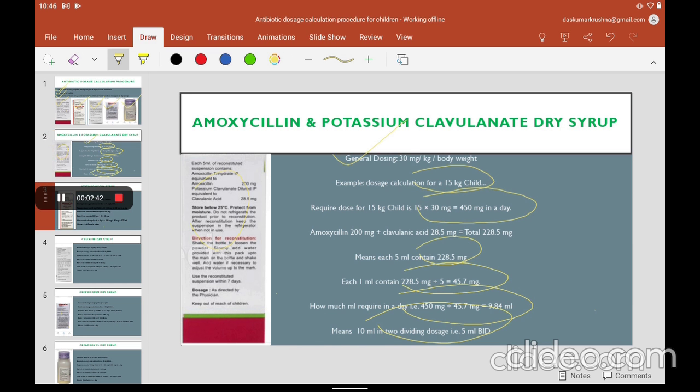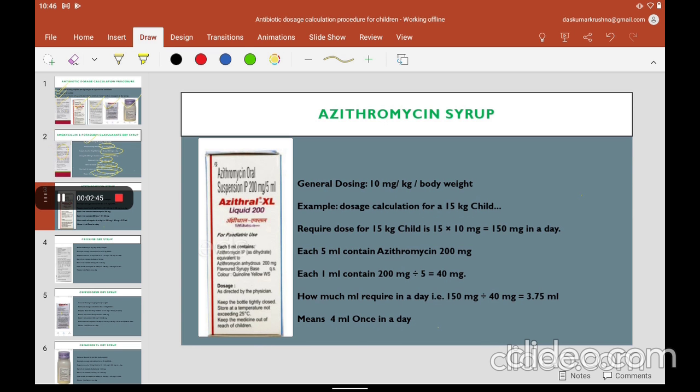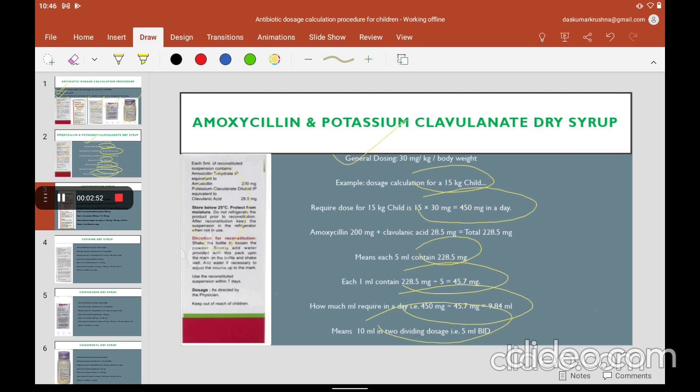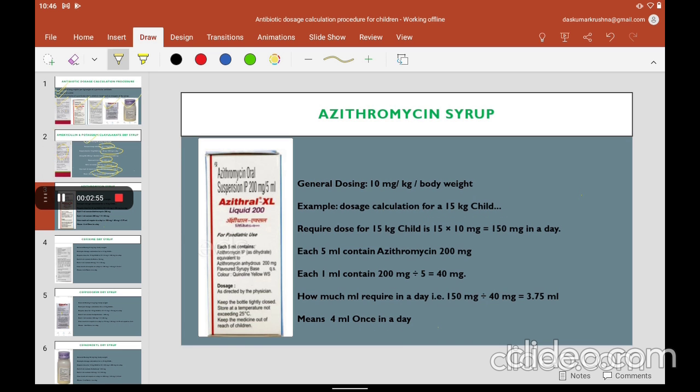Next, we are going to discuss azithromycin syrup. General dosing of azithromycin syrup is 10 mg per kg body weight. Let's give an example of a 15 kg child. The required dose for a 15 kg child is 15 into 10 mg, that is 150 mg in a day.